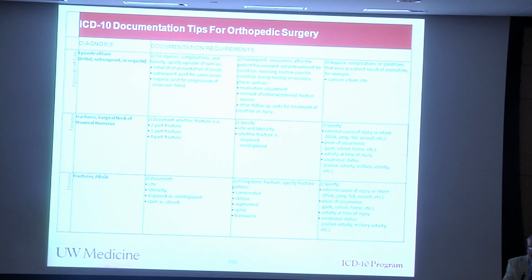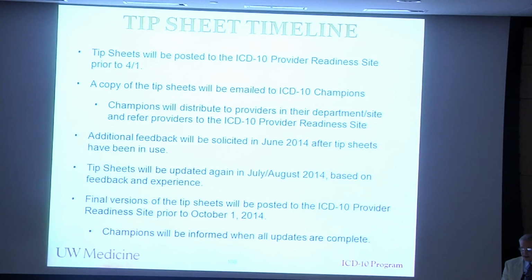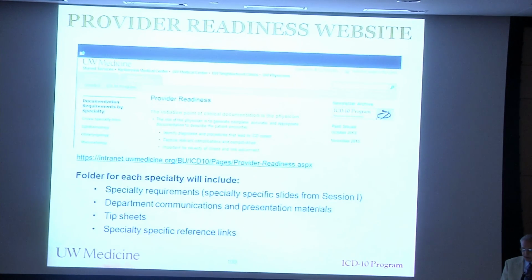We want the champions in each of the sites to distribute these to all physicians and all residents. But if you want to document episode of care, the 3 columns across tell you what you need to do. If you're documenting fractures, for example, the proximal humerus in the second row tells you what to specify, fractures of the fibula. So these are out for orthopedics and for spine as an example. They are available to you now at our website. They're going to be revised before October 1st with input. Here's the intranet site, which they can be downloaded from, and they should have been available April 1st.